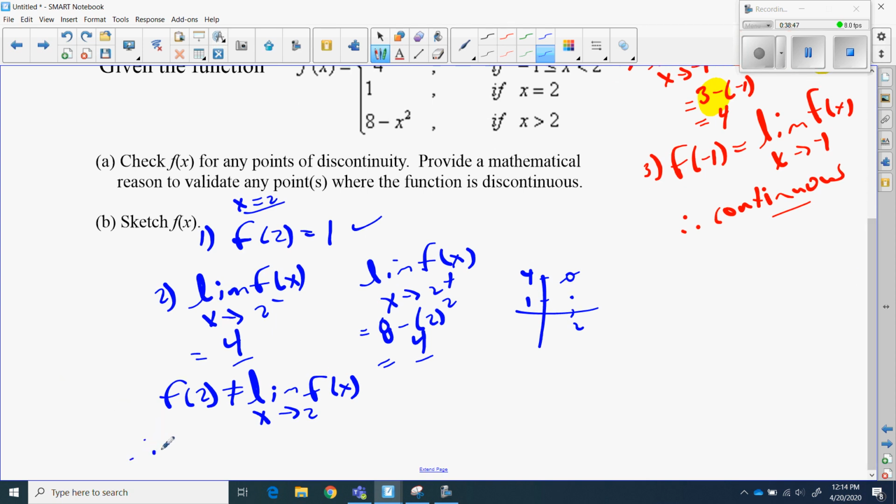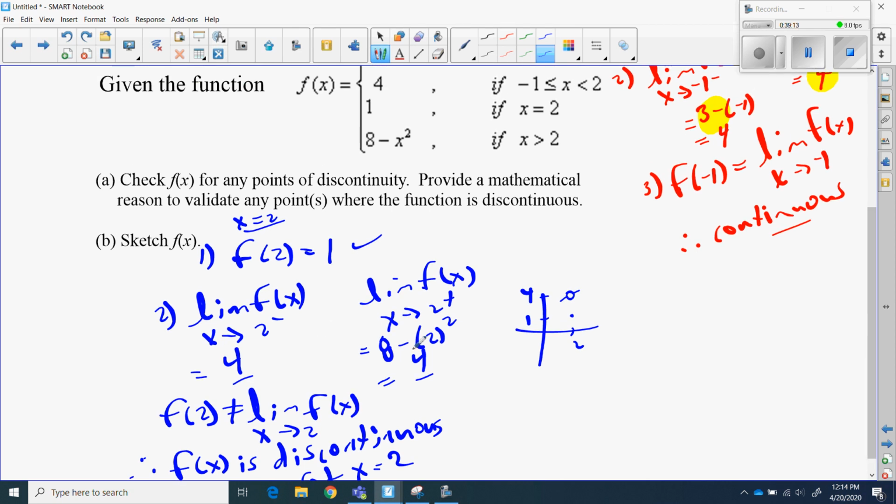So my conclusion is, therefore, f(x) is discontinuous at x = 2, which implies there's a hole in the graph, which I just showed you right here. This type of situation is what's going on at 2.